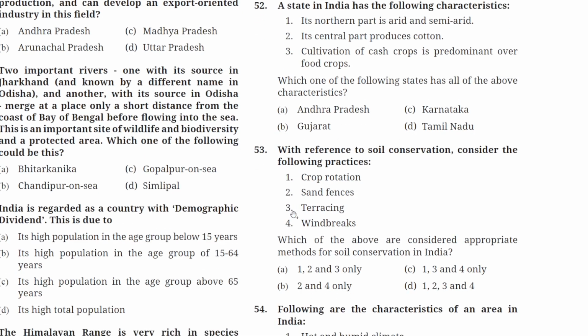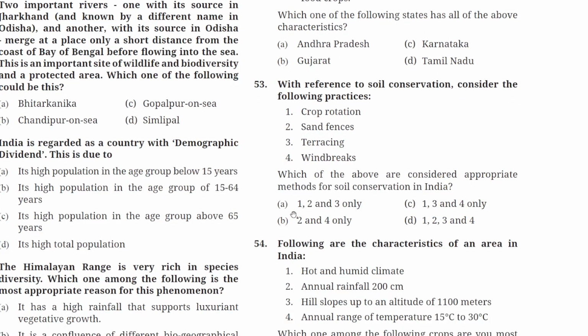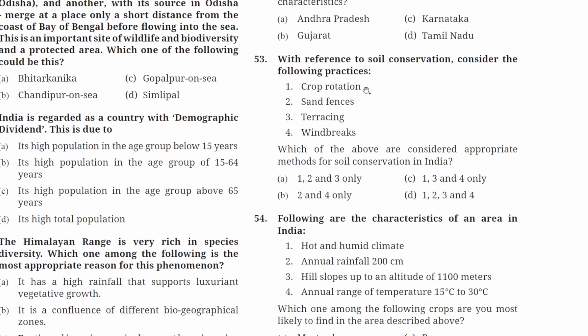Okay, 53. With reference to soil conservation, consider the following practices: crop rotation, sand fences, terracing, and windbreaks. Which of the following are considered appropriate methods for soil conservation in India? Question number 53 is D. 1, 2, 3, and 4. All the four.